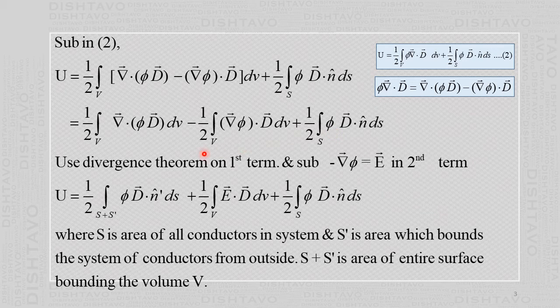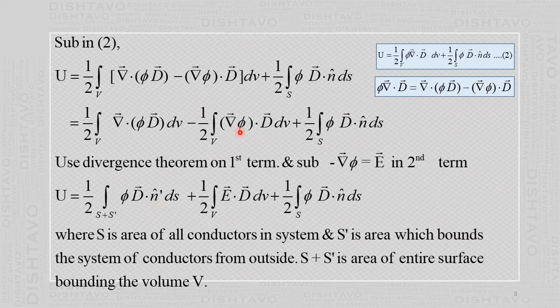Next, use the divergence theorem in the first term and substitute E equal to minus grad phi in the second term. When you use the divergence theorem, the volume integral of the divergence of the function, here phi D, is equal to the surface integral of that function phi D, and since it is a surface integral, dS is there, and we write n cap here. We will come to why that dash is written a little later.